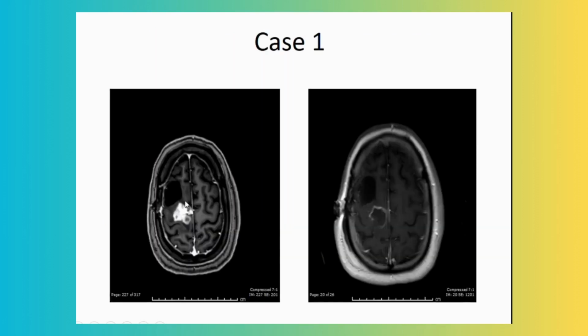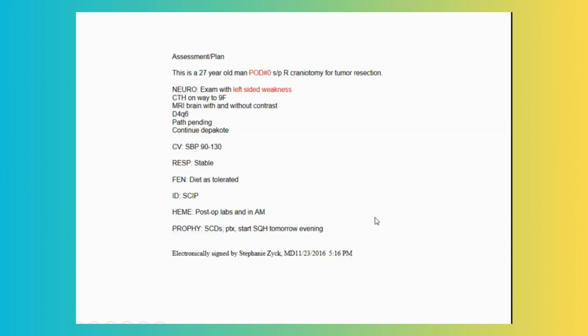So a couple of cases. This is a case in which the tumor is in the motor strip. So they took it out. This is a post-surgery scan. The patient had left side weakness.